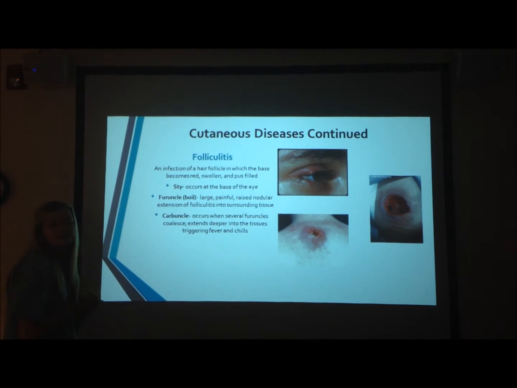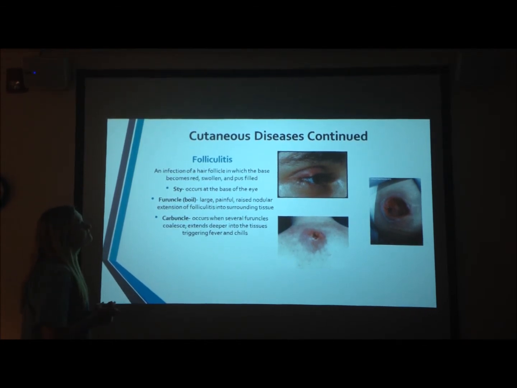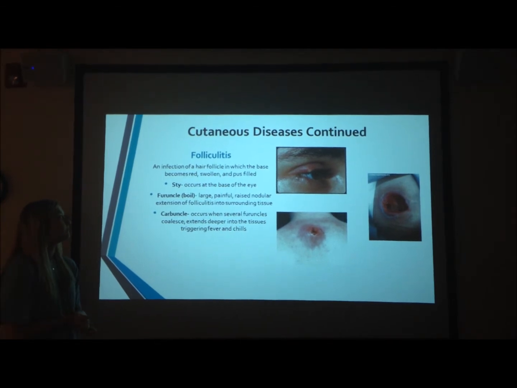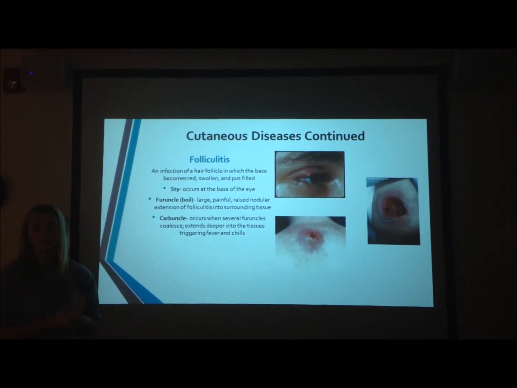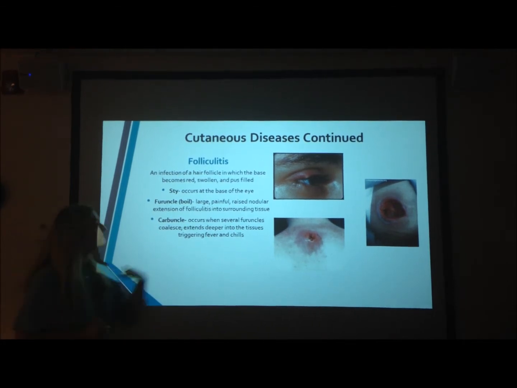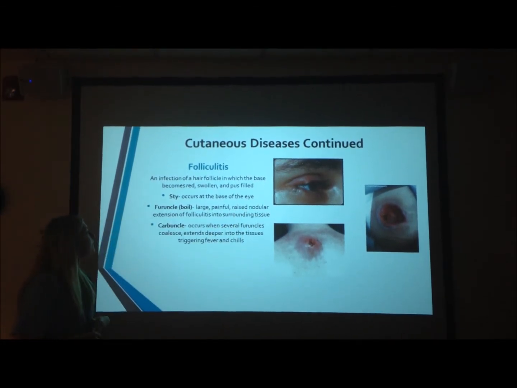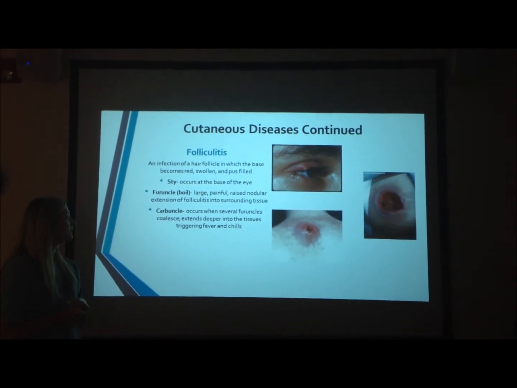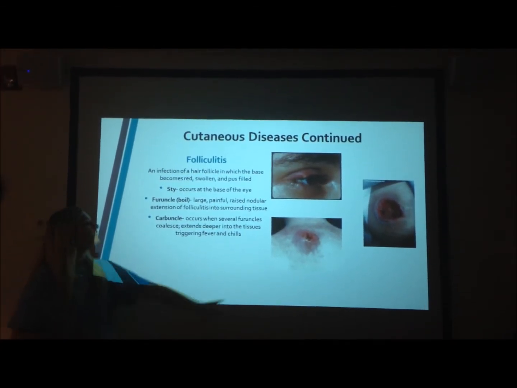Cutaneous diseases continued. The last cutaneous disease was folliculitis. It's an infection of a hair follicle in which the base becomes red, swollen, and pus-filled. And there's 3 types. A stye, which occurs at the base of your eye, and there's the picture. A furuncle or a boil, which is a large, painful, raised nodular extension of folliculitis into surrounding tissue. That's the one on the bottom.